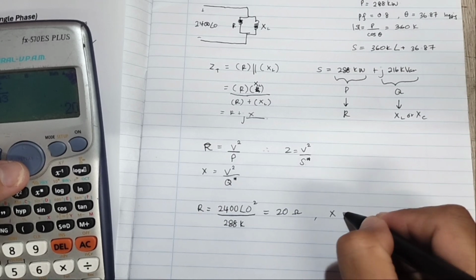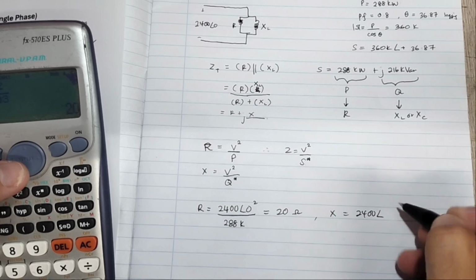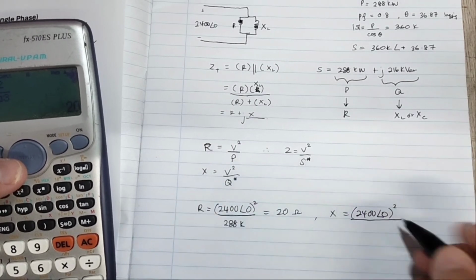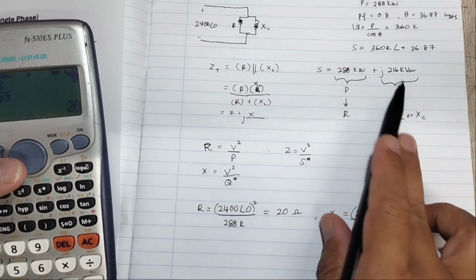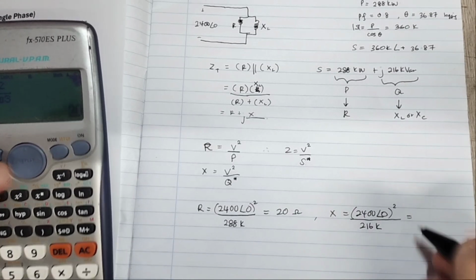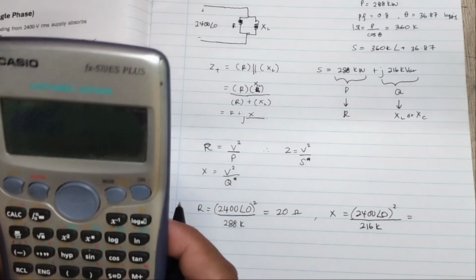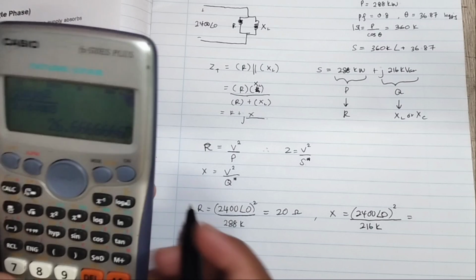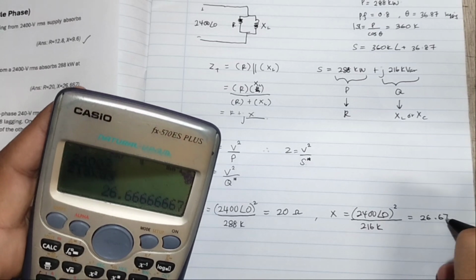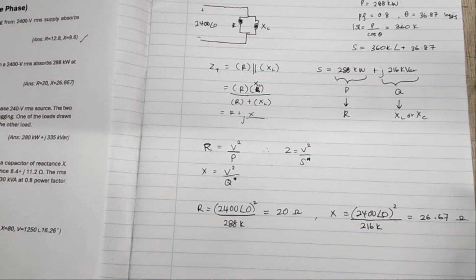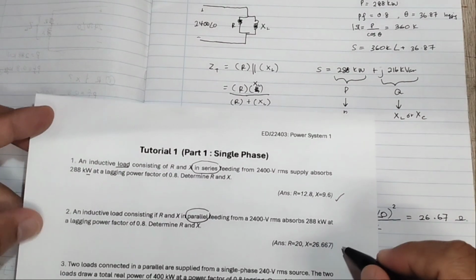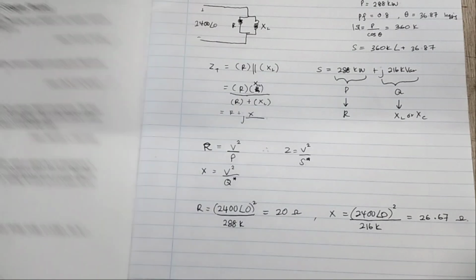And X, okay, is equal to V, okay, V over, so this bracket, Q 260. Okay, so X akan dapat 26.67. This one also ohm. Okay, macam tu. Okay. Dapat? Okay, beres.